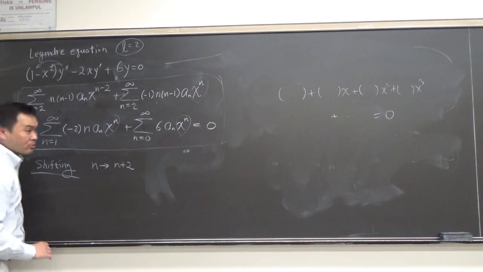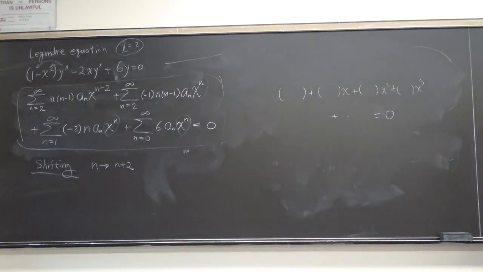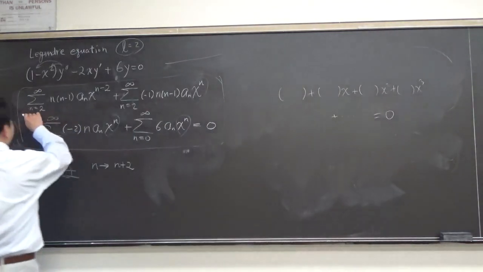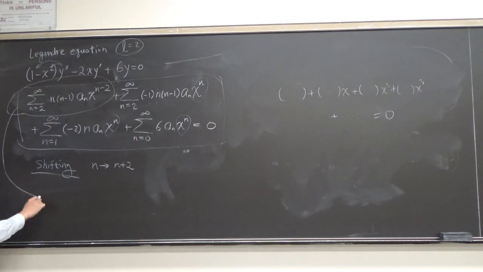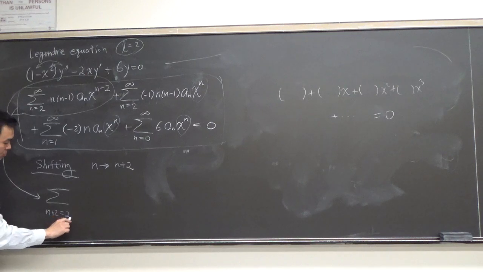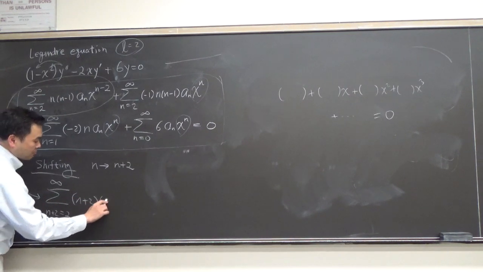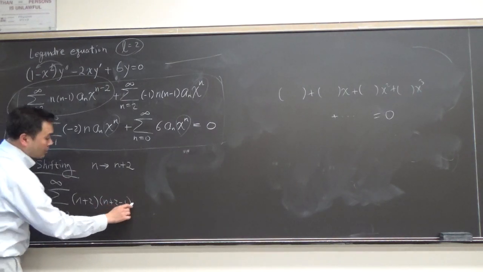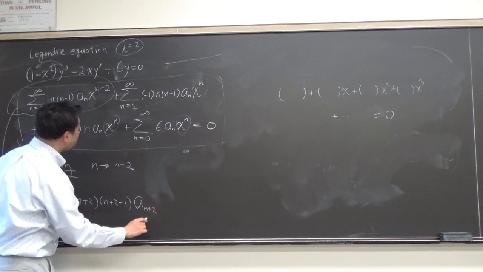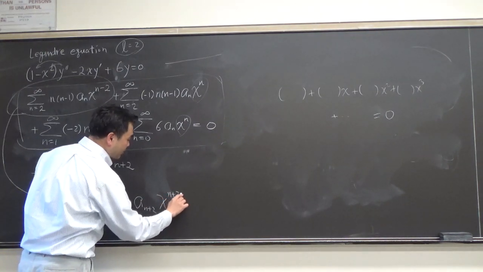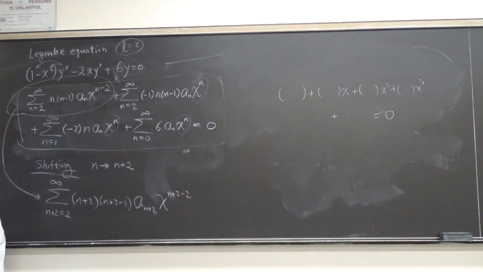This portion right here is going to change to the summation, n plus 2 equals 2 to infinity, of (n plus 2)(n plus 2 minus 1) a_{n+2} x to the n plus 2 minus 2. See, I've changed every n that appeared here by n plus 2. But then we have to simplify this.